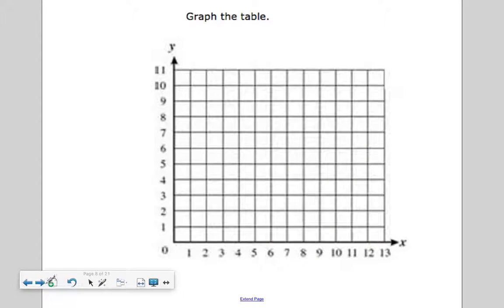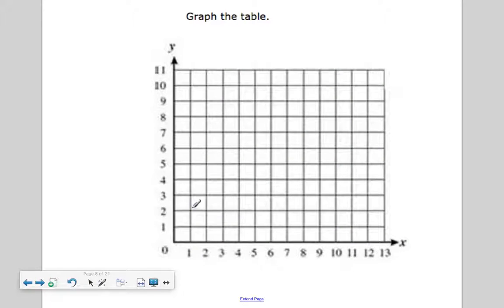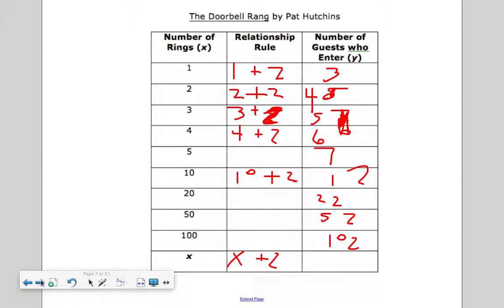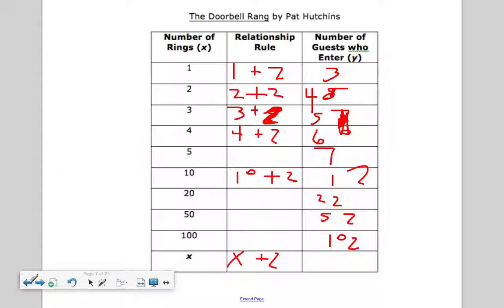So the question is, graph it. So, 1 doorbell ring, 3 guests enter. Oh, I should label this. This is the rings. And these are the guests. So let's go back here. X-axis, Y-axis. 2 doorbell rings, 4 guests.